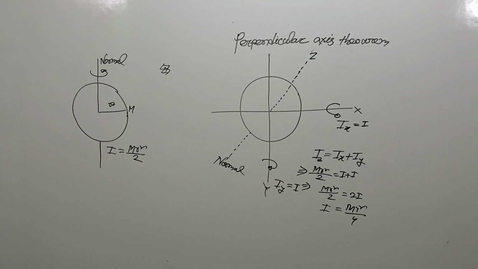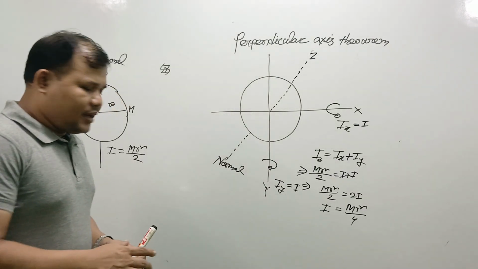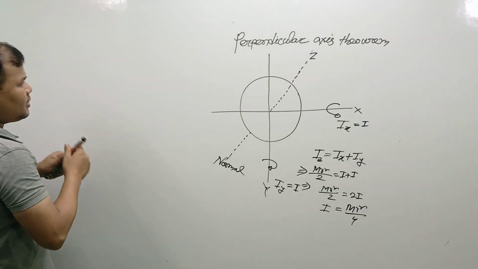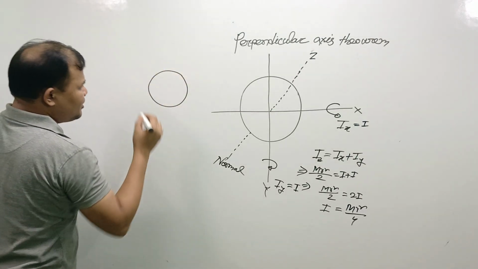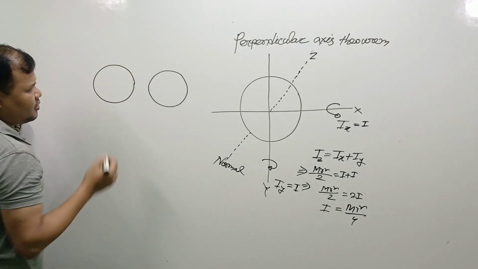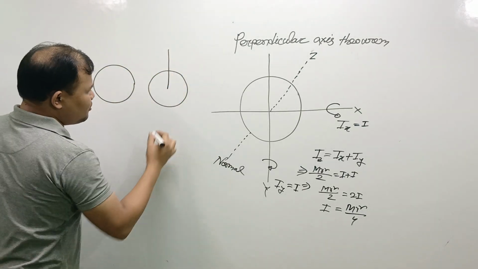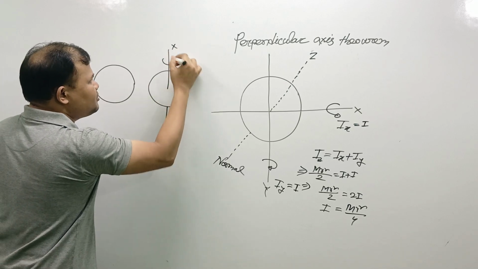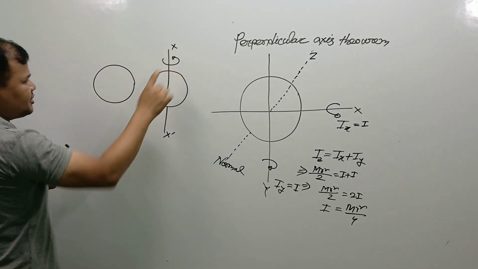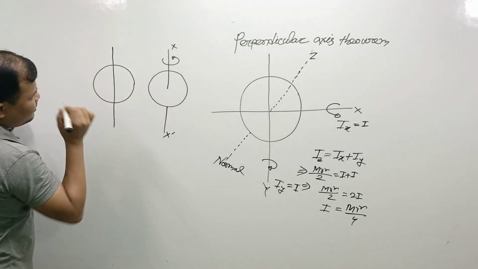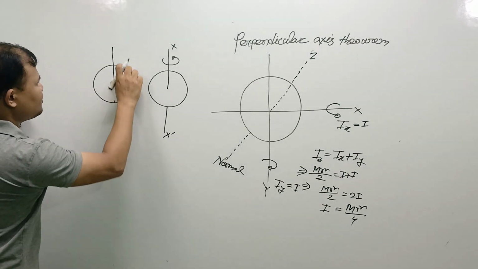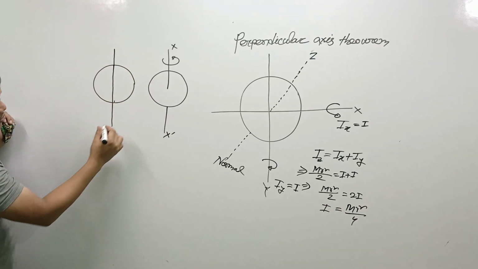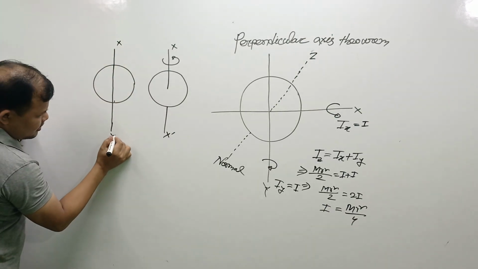Okay, this is the moment of inertia in case of the normal. Now I summarize what is happening here actually. If this is a uniform circular disc, and this is also a uniform circular disc, and this is the rotational axis x prime, around this axis the disc rotates. And this is also a rotational axis.